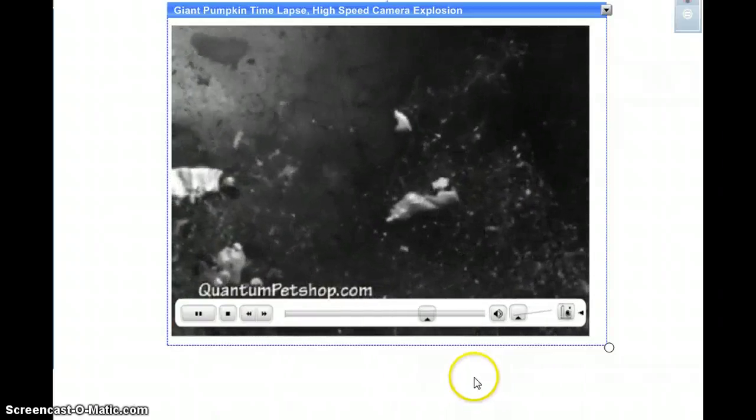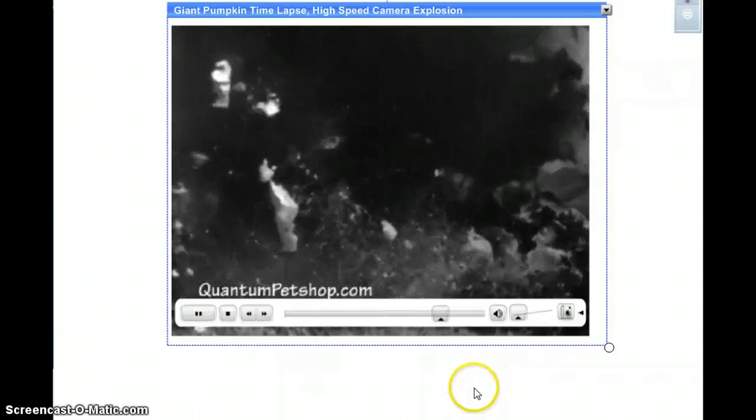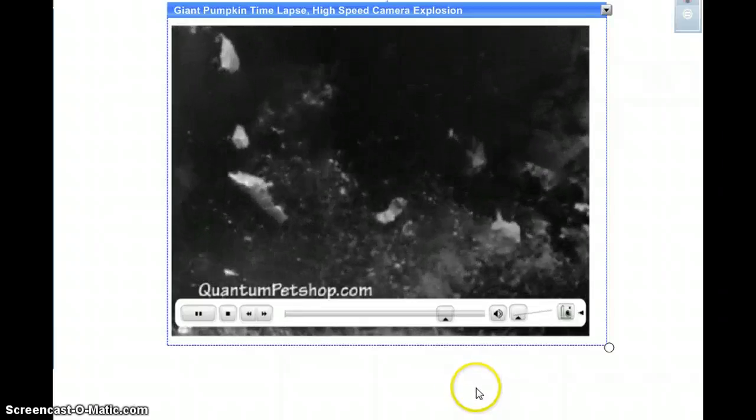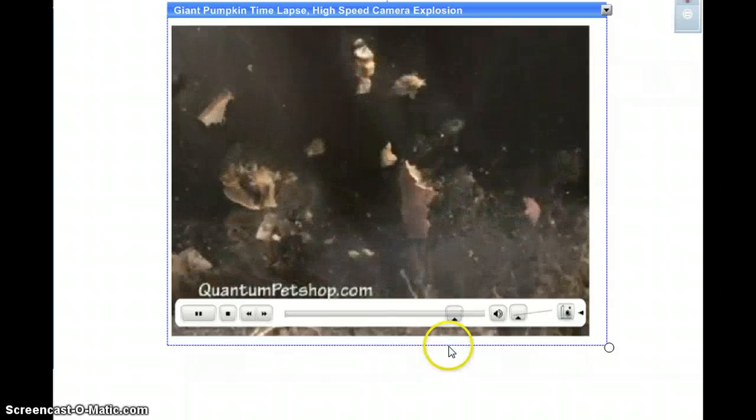Matter cannot be created, matter cannot be destroyed. It just changes its shape or changes its form. Okay, so then I have a couple more examples.